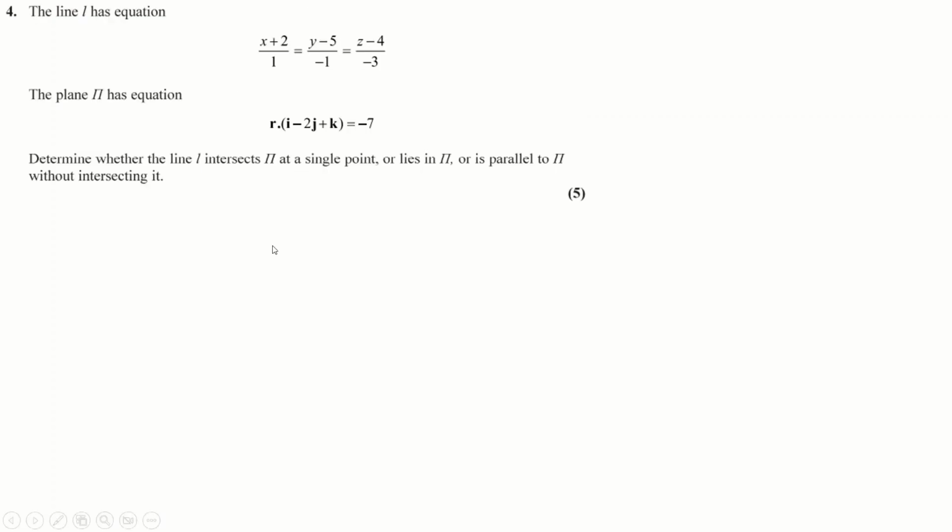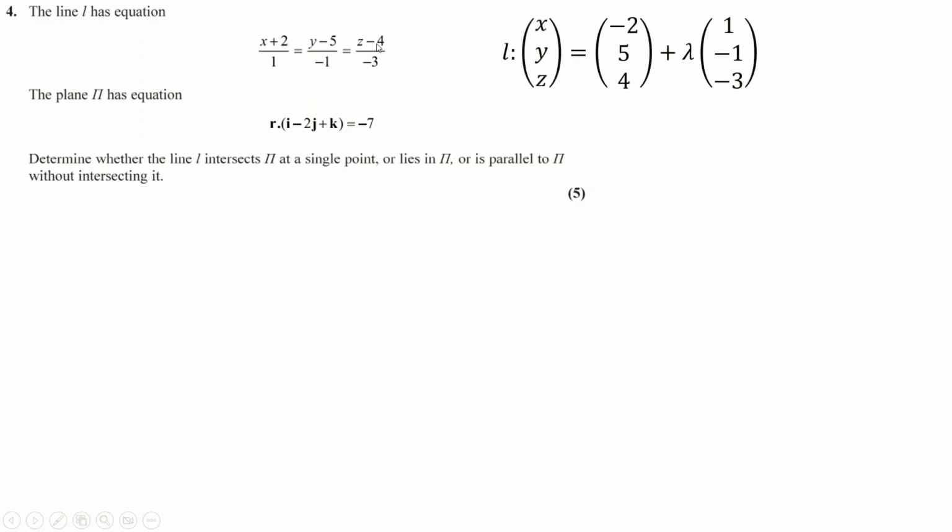Good. Question number 4. So the first thing I always do, this Cartesian form of a line is, at least in A-level maths, almost never helpful in any case. So let's get that in vector form. So it's minus this, minus this, minus this, and that goes there, and then plus lambda this, this, this, and that goes there. Cool. I think I then wrote out x as being, so the x term is minus 2 plus lambda, the y term is 5 minus lambda, the z term is 4 minus 3 lambda.